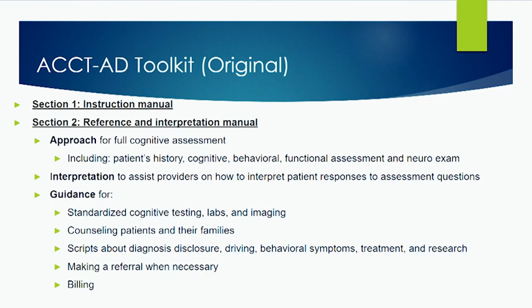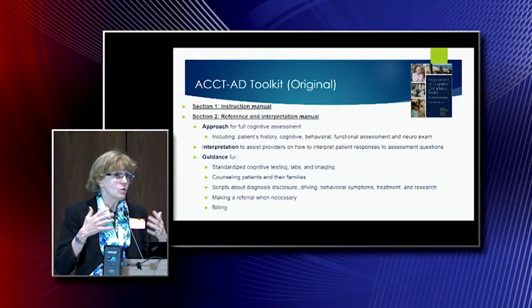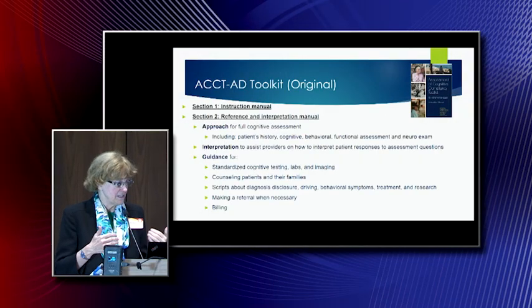And it was put out as two things. One, an instruction manual, which is a blue. And so if you Google this toolkit, ACCT-AD, this is what you'll find, and you'll find an instruction manual, which is about 5 pages long, and it kind of goes over how to use it. And then there's a reference and interpretation manual, which is really the meat of it, and it's really long, and it has all the flow sheets about how you do the questions and what questions you ask and what answers you might expect and that sort of thing.